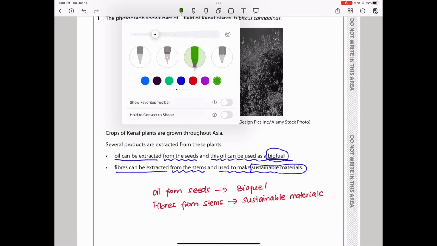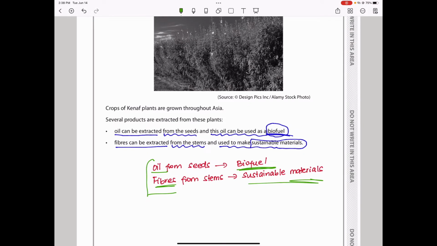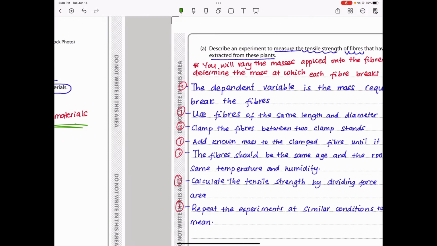And then they're going to say fibers can be extracted from the stems and used to make sustainable material. Sustainable material, again, from your AS biology, you remember you studied about different types of fibers and their uses. So here I marked the key important parts, the oil from seeds that can be used as a biofuel, and the fibers that can be used to make sustainable material. Let's go to the first part.